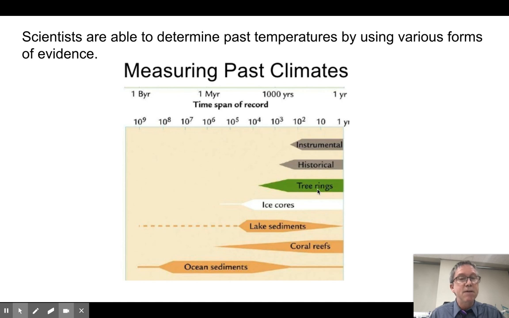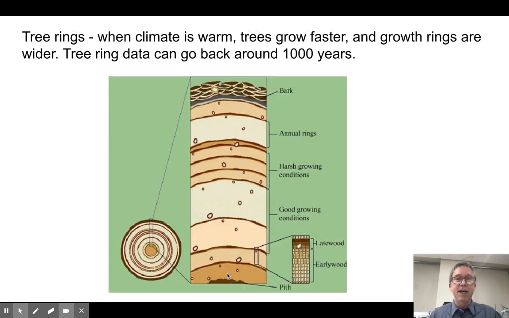But we can use tree rings, we can use ice cores, we can use coral reefs, and we can use ocean sediments. And all of these can be used to tell us what was the temperature in the past. Let's just get on it.